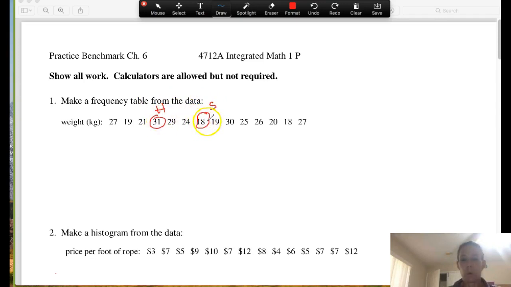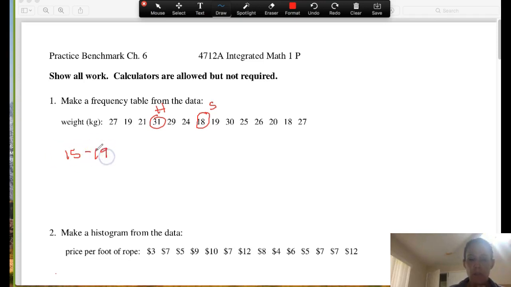Now for me, I like to work by fives. So I would probably start with 15 and then go all the way up to 35. If I'm going to do that, intervals of 5 make sense. You could do intervals of 4, intervals of 3, depending on how you want to do it, but I like to work by 5. So I'm going to make my first interval be 15 to 19.